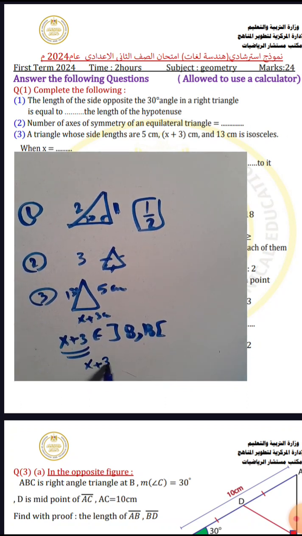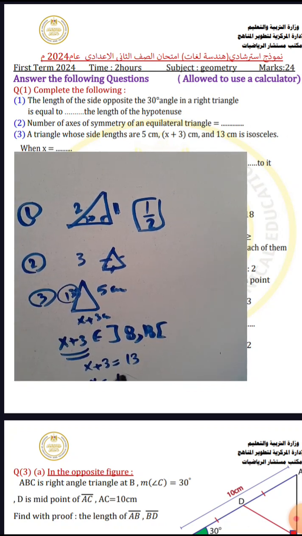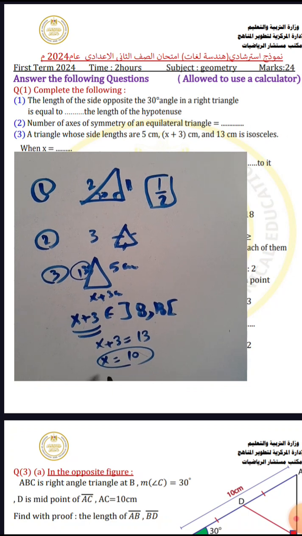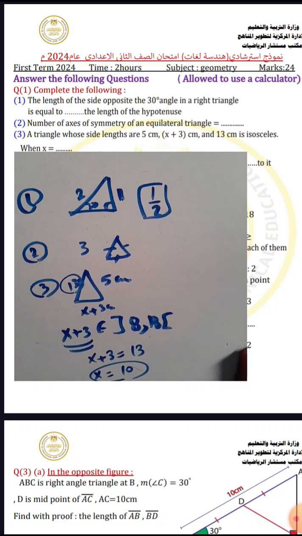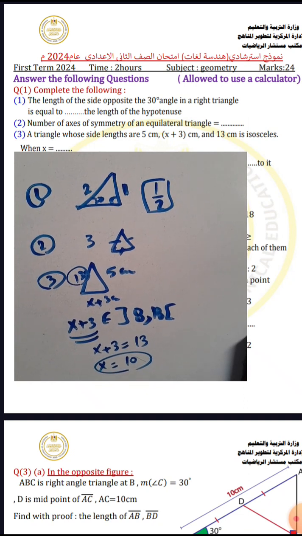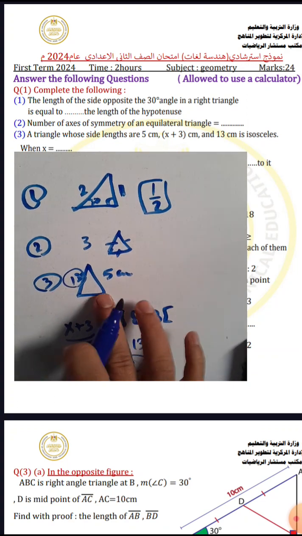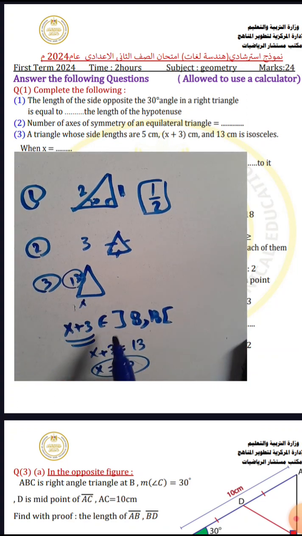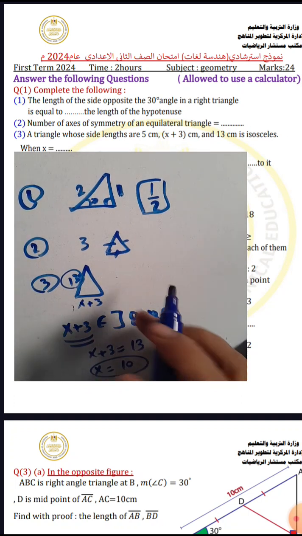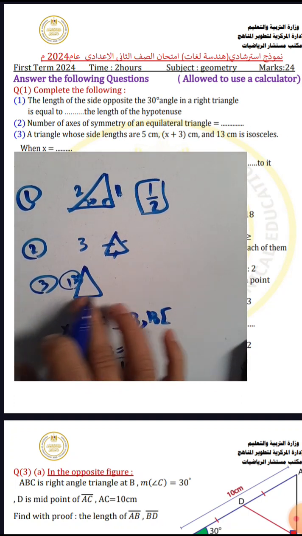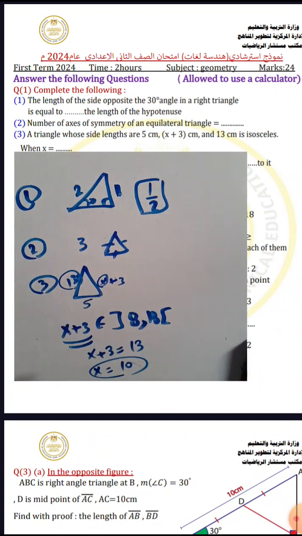Then x plus 3 will be equal to 13. Then the value of x equals 10. About this question number 3, x will be equal to 10 because it tells us it was isosceles. Isosceles means we have 2 sides of equal length. If we put x plus 3 here and put 5 here, and x plus 3, then x will be 10. 10 plus 3 equals 13. Equality.